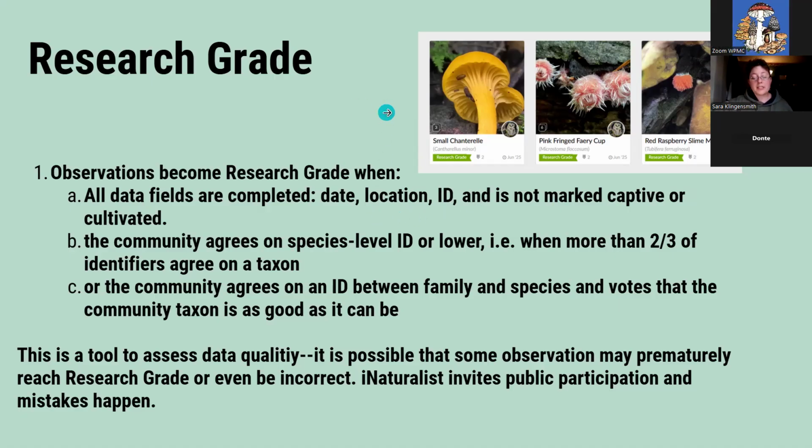As I've mentioned, some of these observations may reach research grade prematurely. That happens when you suggest an ID that's actually wrong, and then somebody else agrees with you. That doesn't make it correct. It's still wrong, but it'll still flag it as research grade, even though you both came to a consensus on an identification that happens to be incorrect. It happens sometimes because it invites public participation and mistakes will happen.